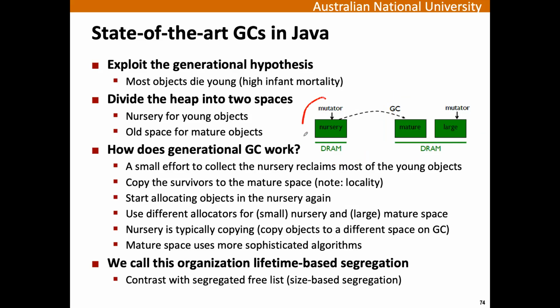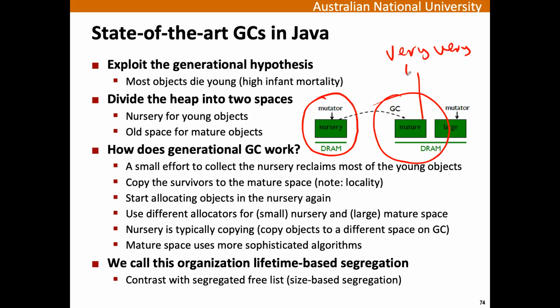So we have a different allocation policy for this space. We have a different allocation policy for this space. The trade-offs are different. Mature space is really very, very large. This is what we infrequently, rarely garbage collect. We don't garbage collect the mature space very often.